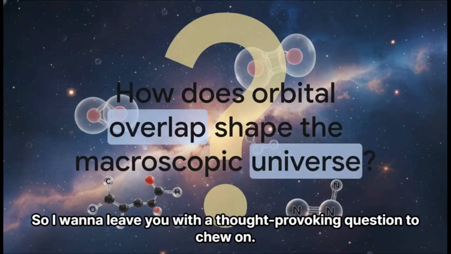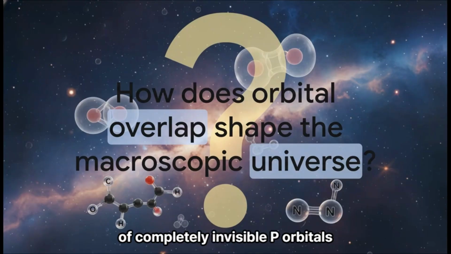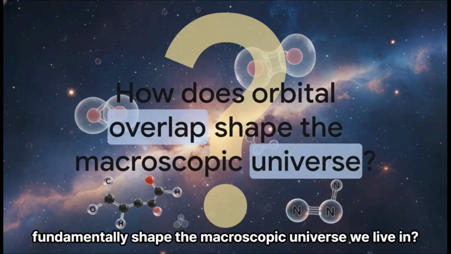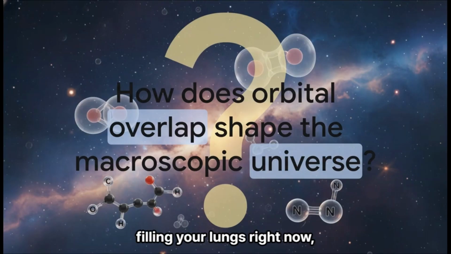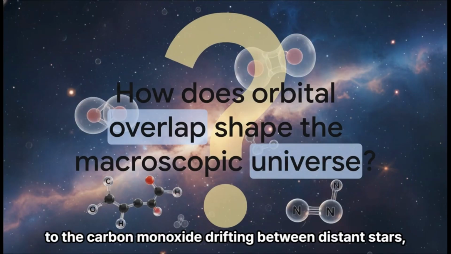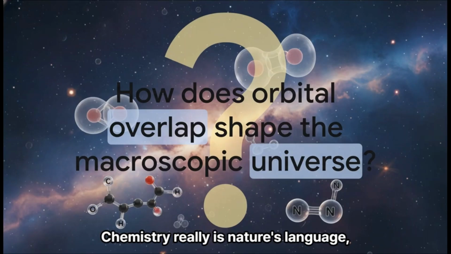So I want to leave you with a thought-provoking question to chew on. How does the microscopic sideways overlap of completely invisible p orbitals fundamentally shape the macroscopic universe we live in? Think about it. From the ethylene that ripens your fruit to the nitrogen filling your lungs right now to the carbon monoxide drifting between distant stars, it is all dictated by the exact same quantum mechanics. Chemistry really is nature's language.